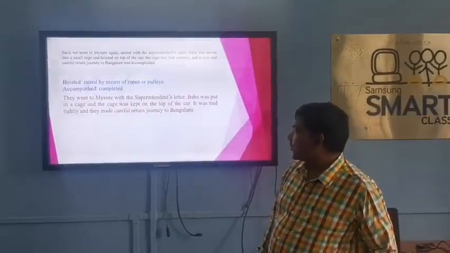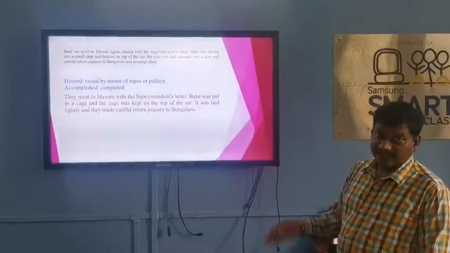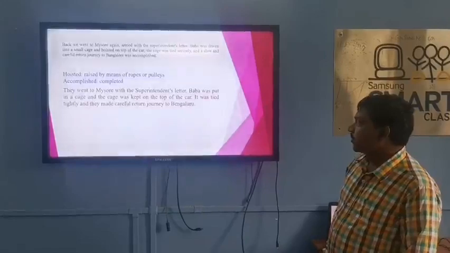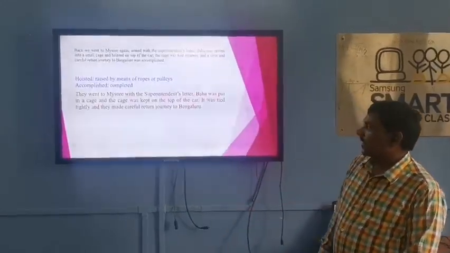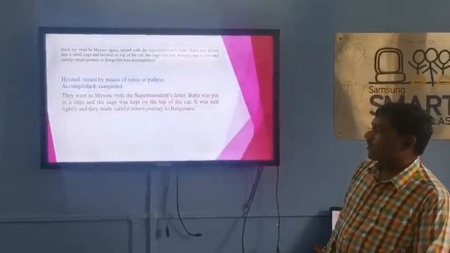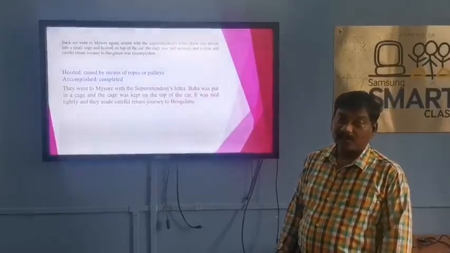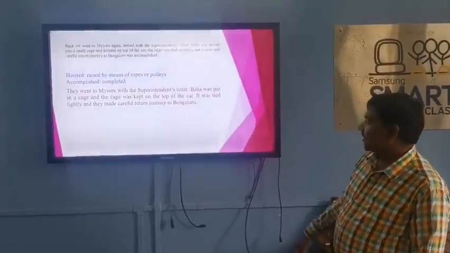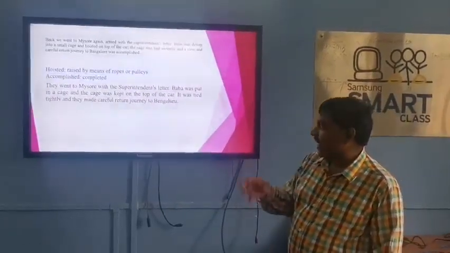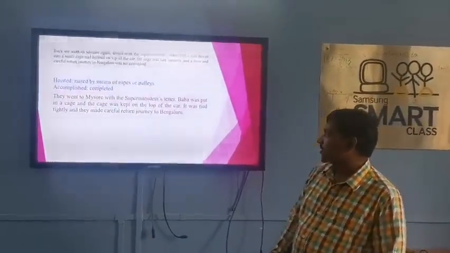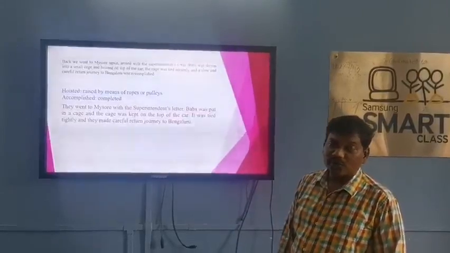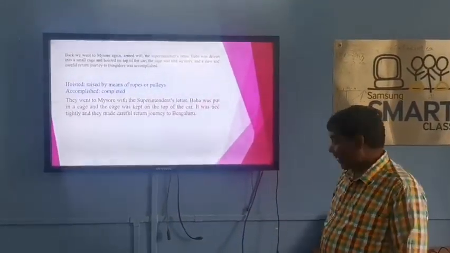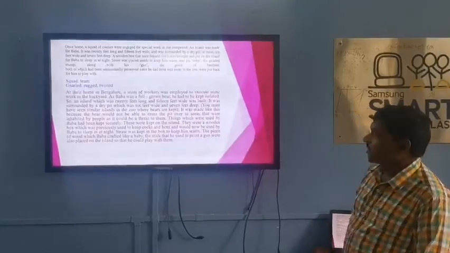They went to Mysore with the superintendent's letter. Again from Bangalore, they went back to Mysore, and Baba was put in a cage, and the cage was kept on the top of the car. So they arranged for their returning journey, and it was tied tight, and they made a careful return journey to Bangalore. Baba was taken back from Mysore to Bangalore, their residence.